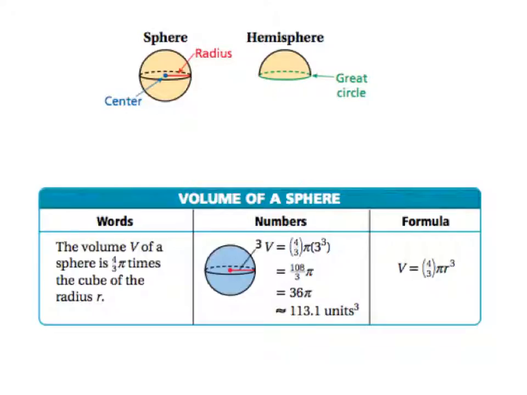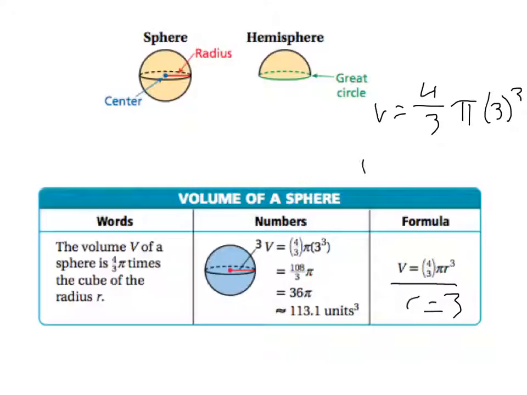Now the formula for the volume of a sphere is volume equals 4/3 pi r cubed. So the main thing you need to know is what is the radius. In this case, for our example here, we need to ask ourselves, what is the radius? Well, the radius is 3. So volume is equal to 4/3 pi and then 3 cubed.